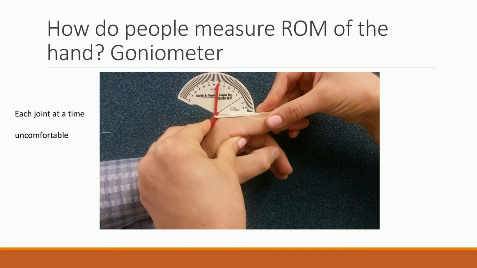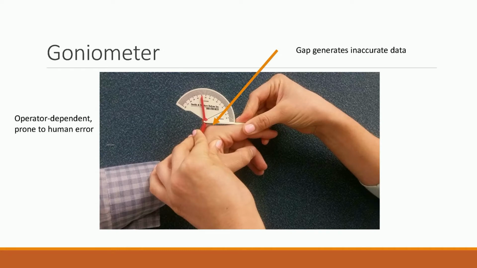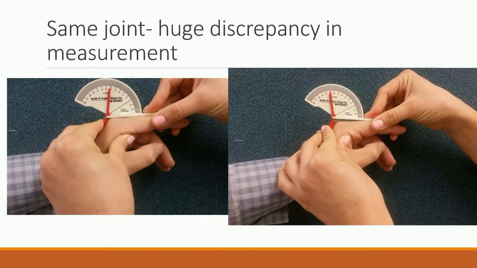We use the goniometer and apply it against the patient's skin. We do each joint at a time. It's uncomfortable. But not only that, it is operator dependent and it's prone to error. As you can see here in this slide, it's very different between the left slide and the right slide, just because of the positioning of the goniometer. It gives us a completely different measurement.